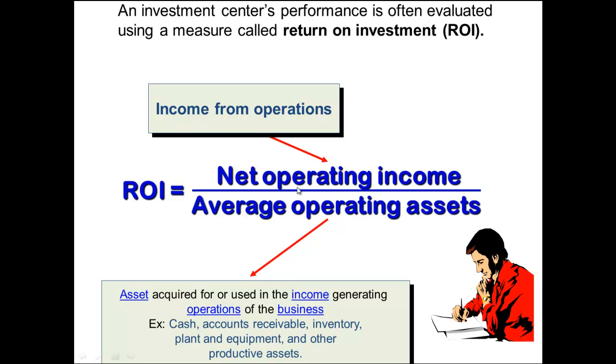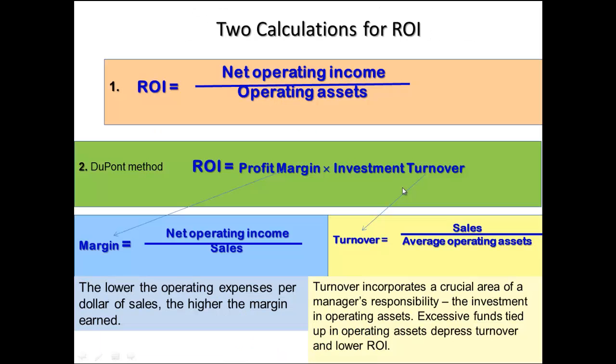So what we're going to do here, we can calculate this return on investment by taking the net operating income, that's our income from operations, and dividing it by the average operating assets. There are two ways that we can calculate return on investment. The easier of the two is this right here. We can take our net operating income and divide it by those operating assets.